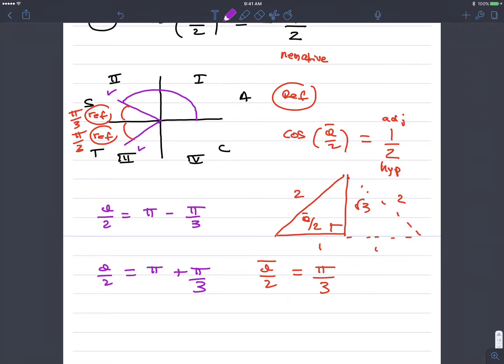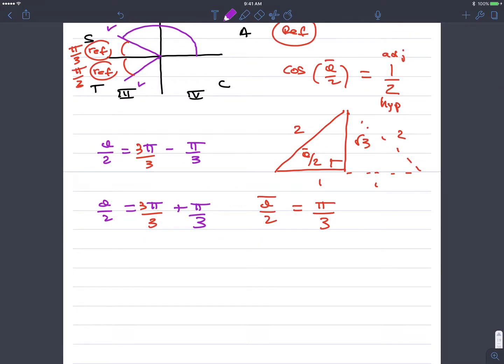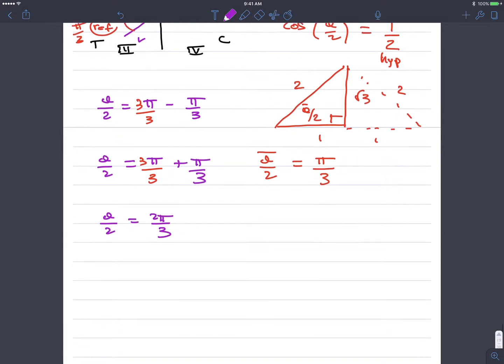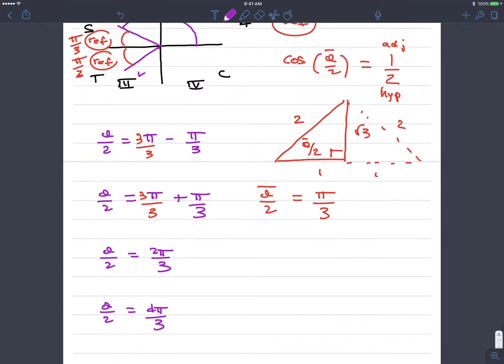Now we're going to have to do some arithmetic. 3 over 3, 3 over 3. So we'll get these answers here. Let's put this up like this. Theta over 2 becomes, what's this? 2 pi over 3. And what's the other angle? Theta over 2 is going to be what? 4 pi over 3? Double check. Is that what you got?